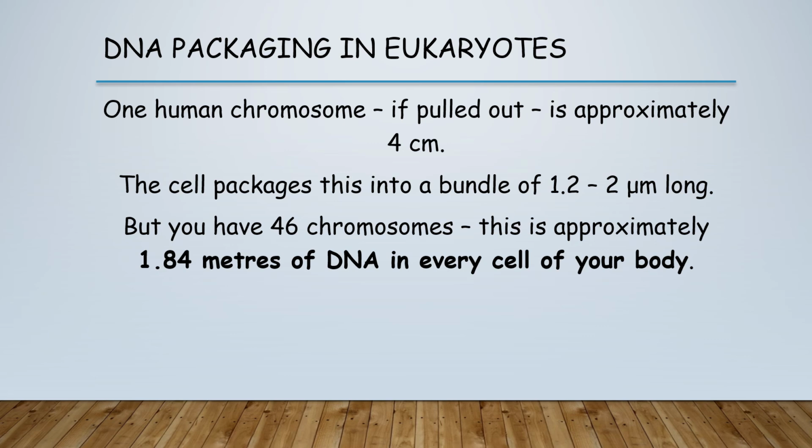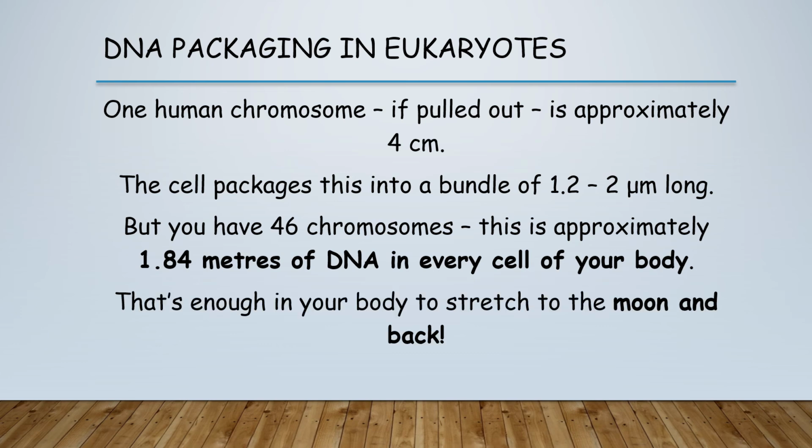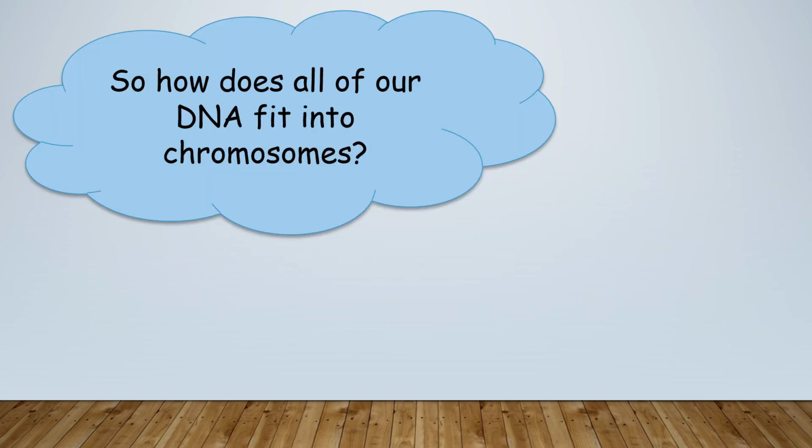So if I just took out the DNA from one of my cells, it would be as tall as me if I stretched it out. But that means if you took every single bit of DNA in every single one of your cells, it's enough to stretch to the moon and back. So how on earth does that get into your cells? How do you fit all of the DNA into chromosomes and into the nucleus of every single one of your cells in your body?